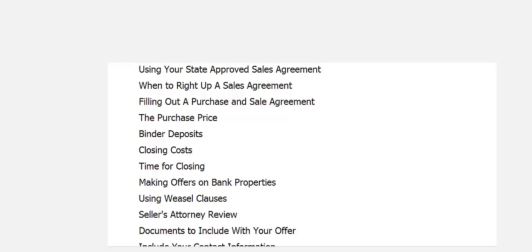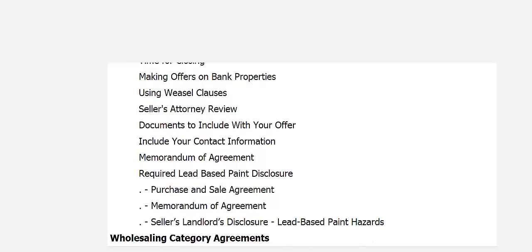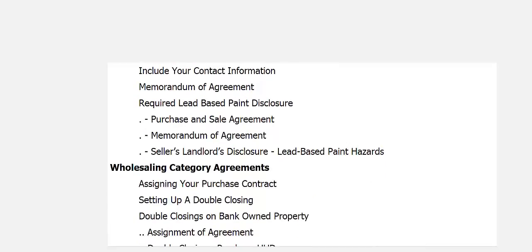of contracts, seller's attorney review, documents to include with your offer, include your contact information, memorandum of agreement, required lead-based paint disclosure. And then our agreements are purchase and sale agreement, memorandum of agreement, seller's landlord disclosure, lead paint hazards.